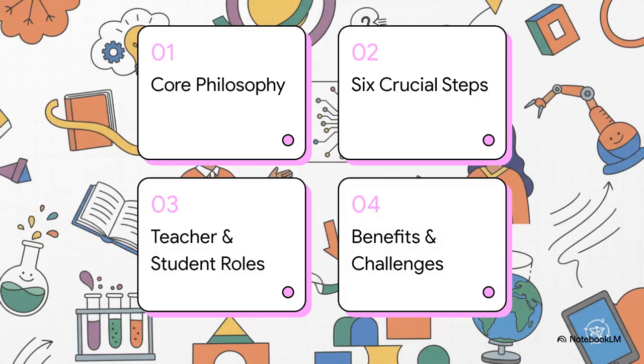To help you really master this, our roadmap today is broken down into 4 key areas. First, the core of experimental learning. Second, the 6 crucial steps. Third, we'll look at teacher and student roles. And finally, number 4, the benefits and challenges.